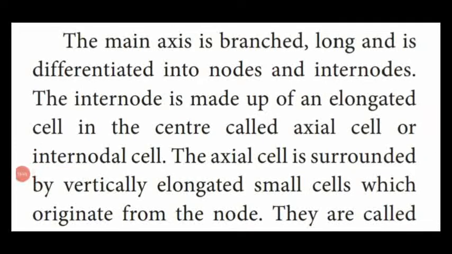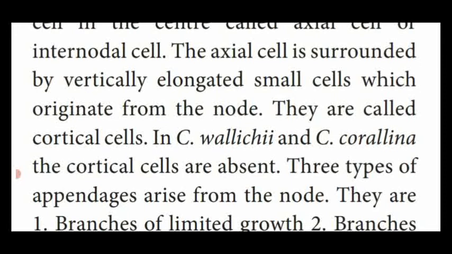Dear students, the internodal region is made up of elongated axial cells. These axial cells are surrounded by vertically elongated cells arising from the nodal region. Those elongated vertical cells are known as cortical cells. These cortical cells are absent in two species of Chara: one is Chara wallichii, and the other is Chara corallina.